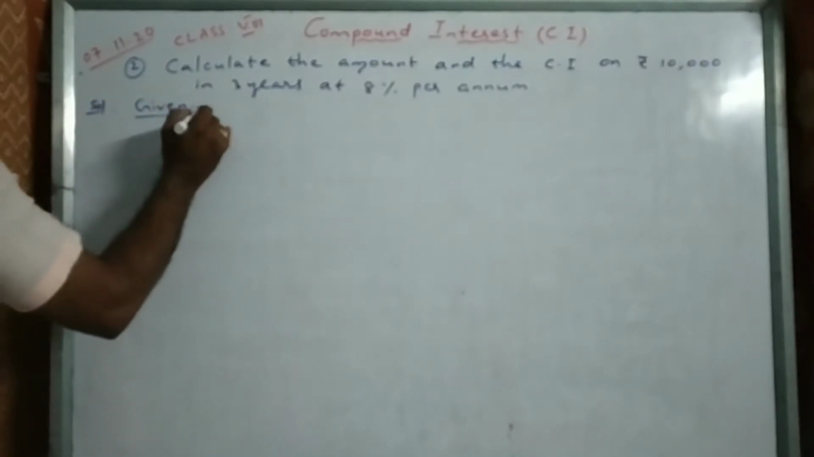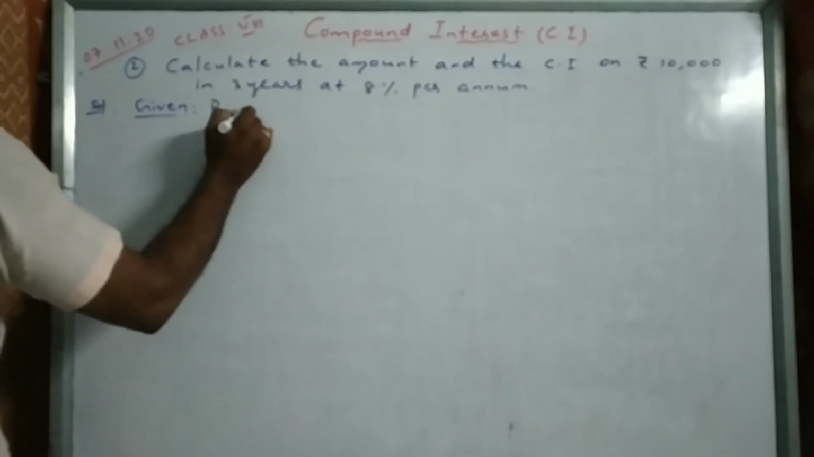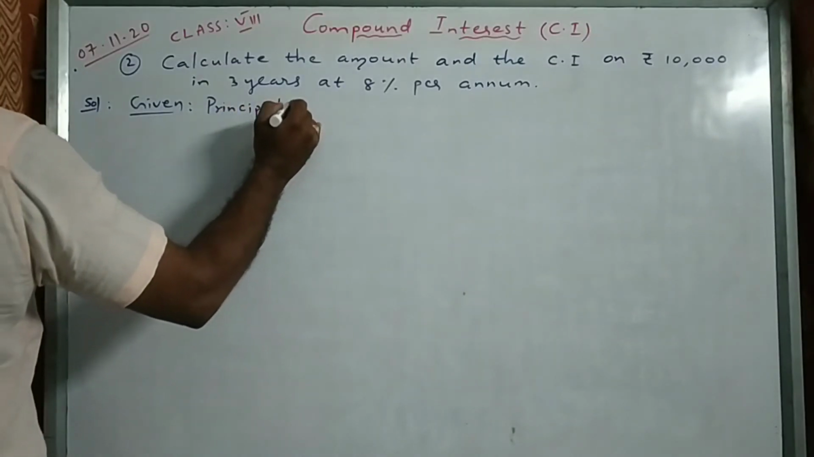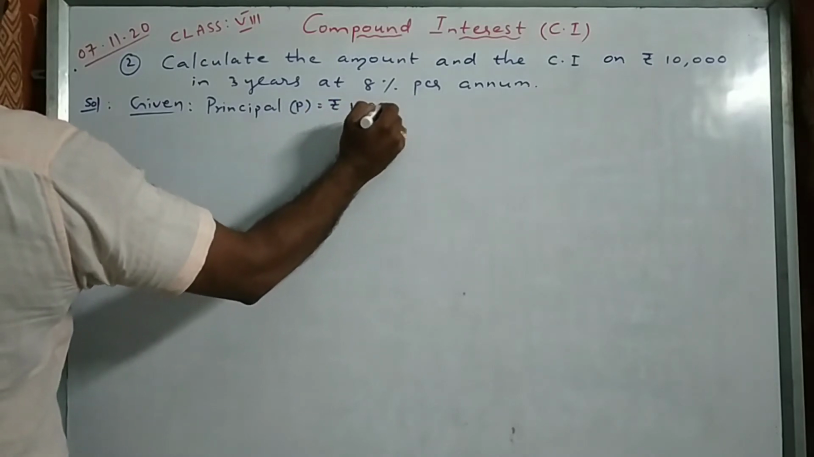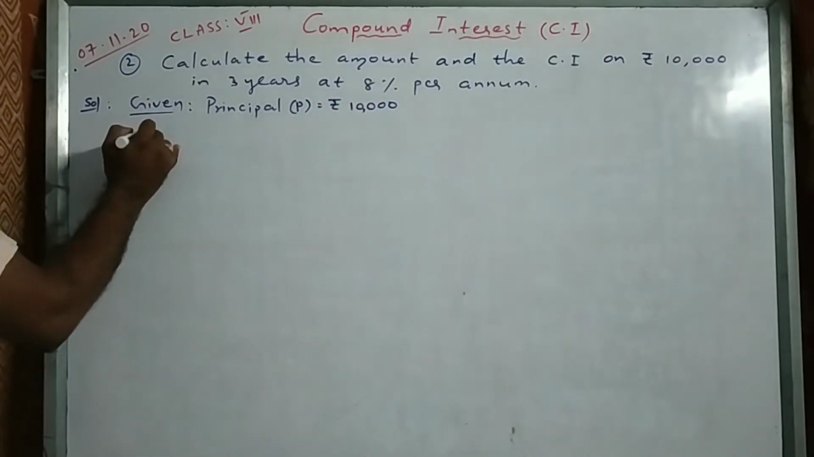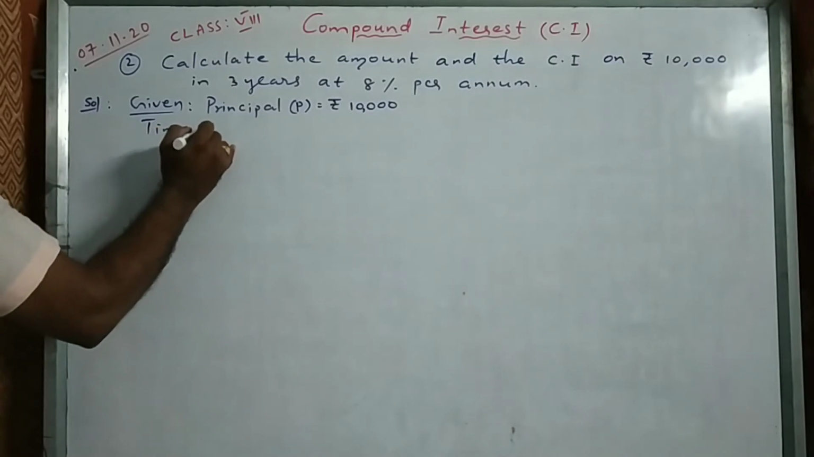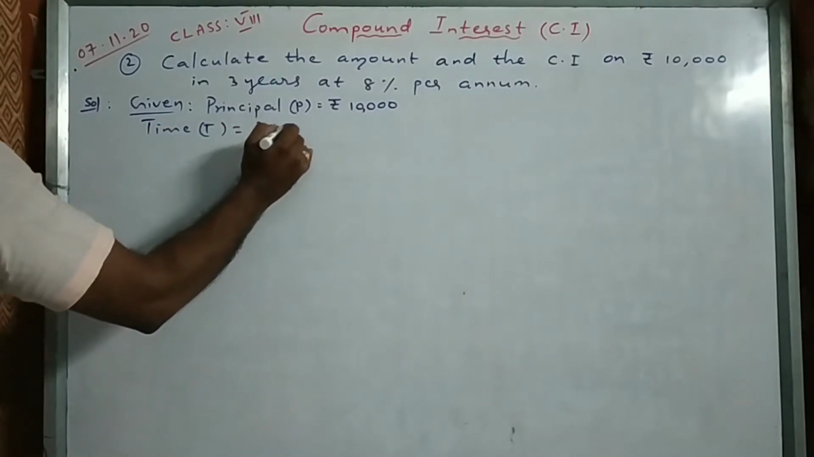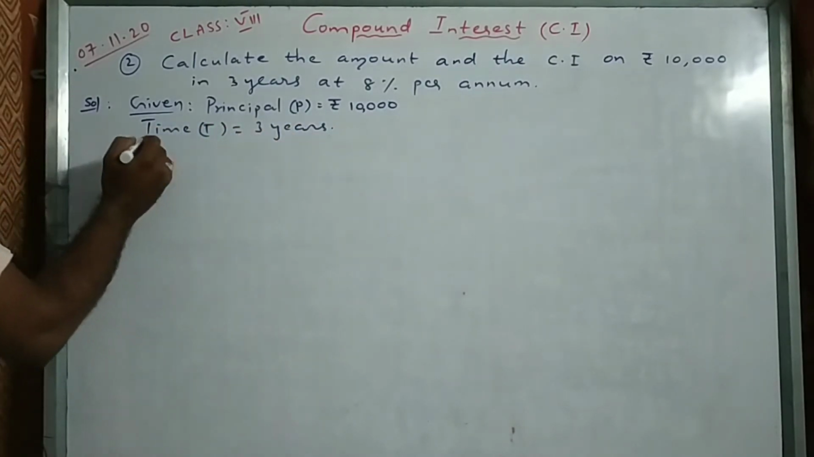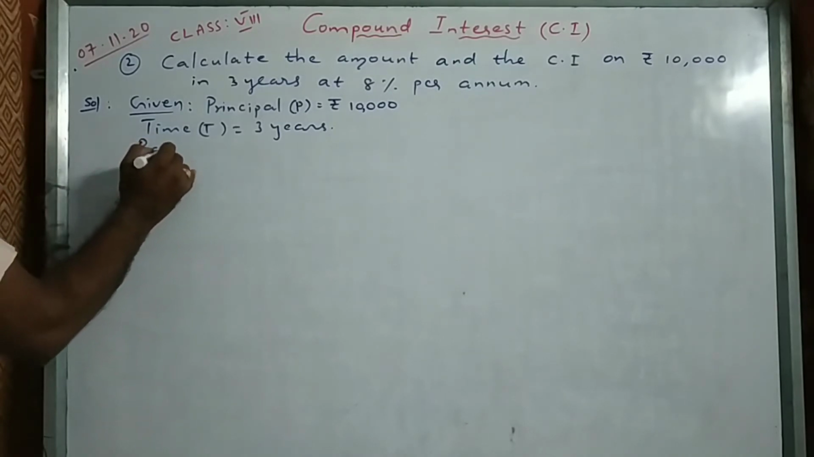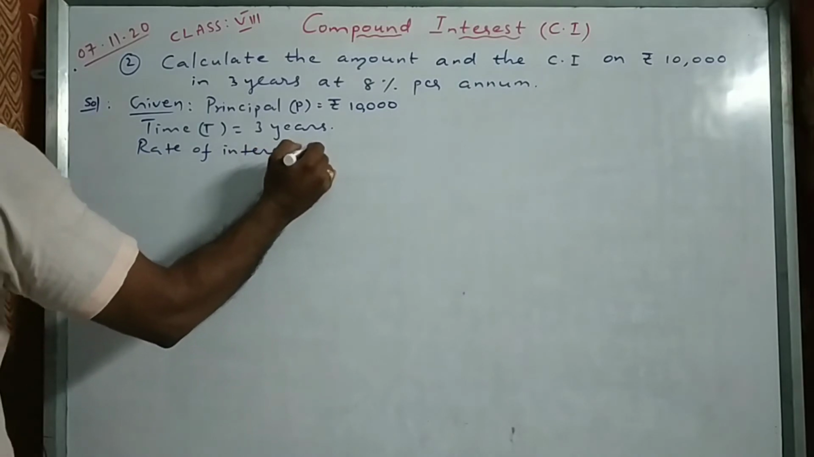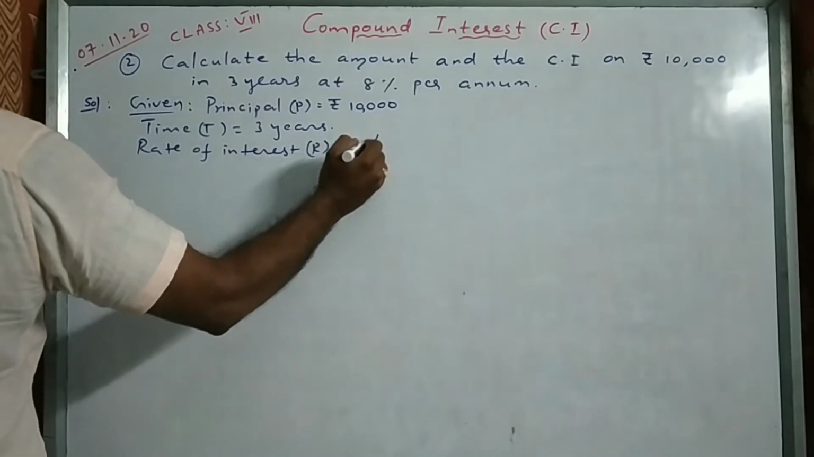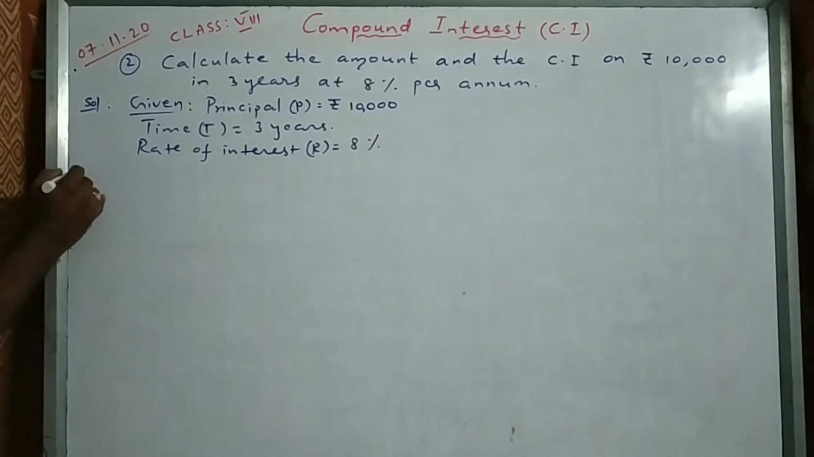Here given, first, principal amount: how much? Borrowed amount, 10,000 he received. Time: 3 years, first year, second year and third year. Rate of interest: 8% per annum. Okay. Now I am going to calculate interest for the first year.